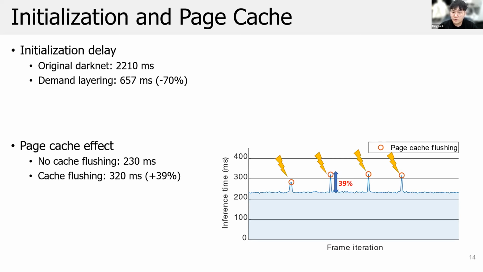Linux also has a page cache that stores the contents of recently accessed files. Therefore, when demand layering is applied, when a file is first read or a page cache miss occurs in the middle, the worst case occurs in inference time. The above figure is the result of cache flushing during darknet operation, and it shows that the inference time increased by 39% as a page cache miss occurred. This indicates that the page cache should be taken care of if the goal of optimization is to minimize inference time.